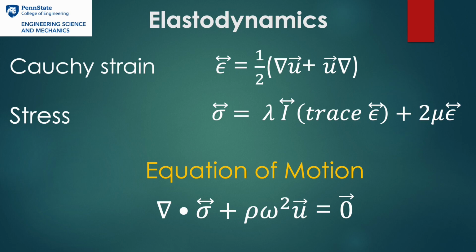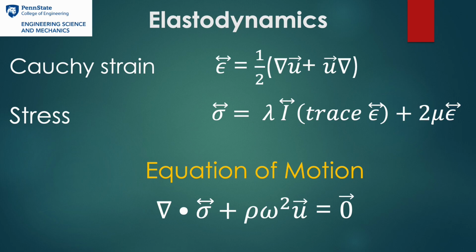And then we have the equation of motion. Divergence of stress plus rho omega squared times the displacement equals 0. Here rho is the mass density and omega is the angular frequency. This equation allows the conservation of both the linear momentum and the angular momentum.